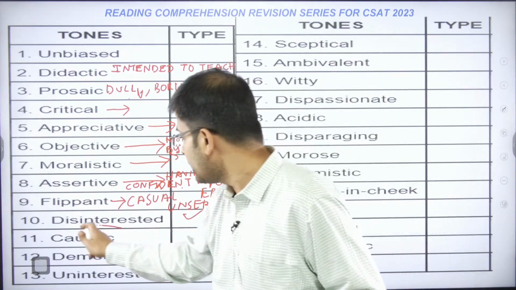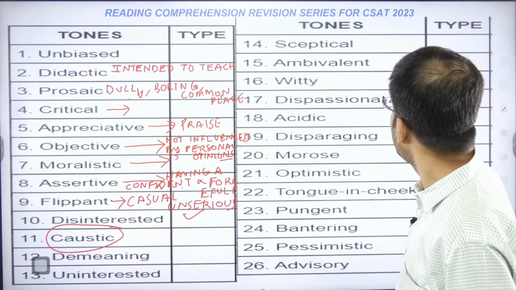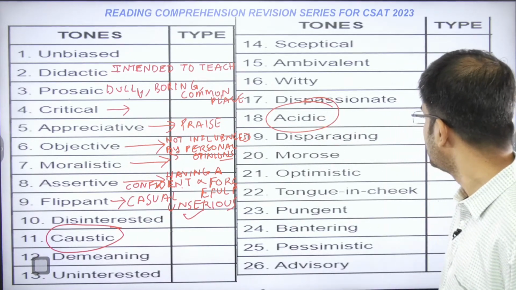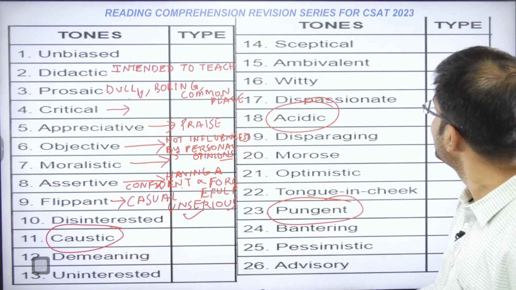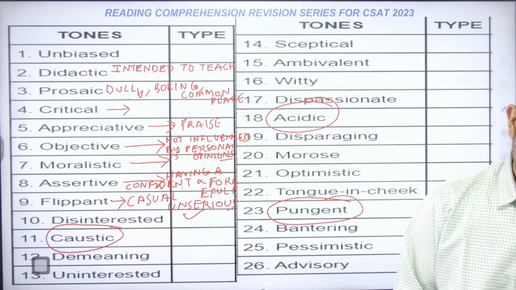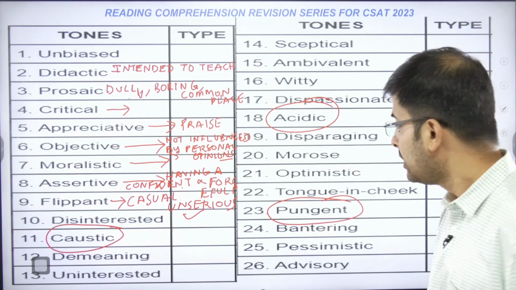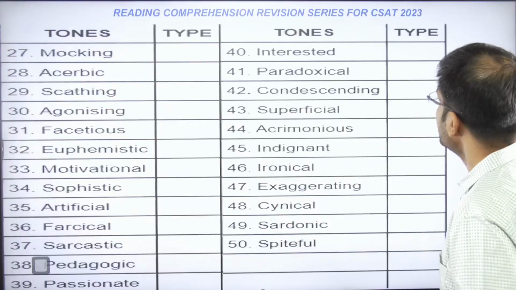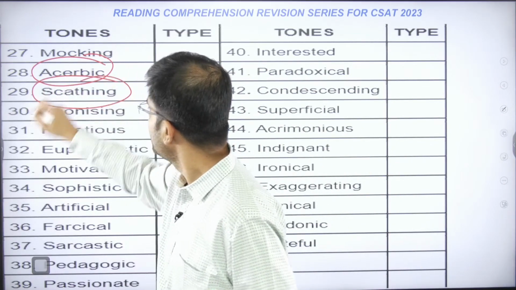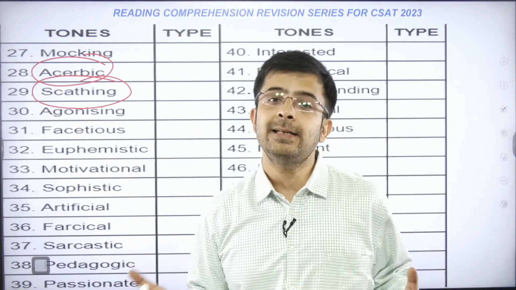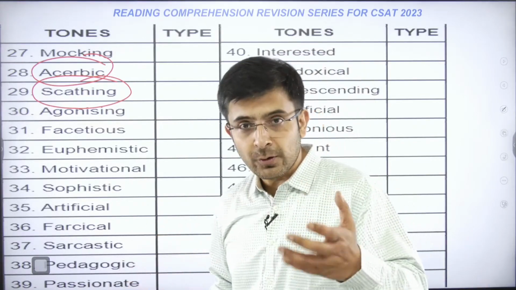Now look at these words: caustic, then acidic, pungent. Make a note of these words, please, very quickly. So what does caustic mean? Going forward in this list, there are words like acerbic, scathing, all of which have to do with criticism. Like I told you, criticism has several degrees. So just make a note of these words too.